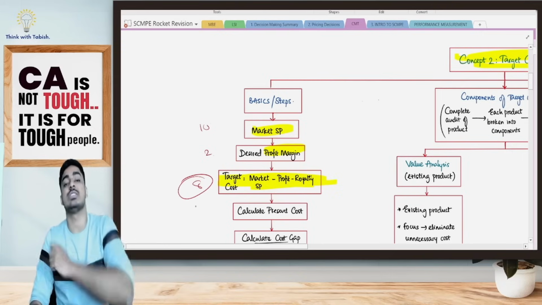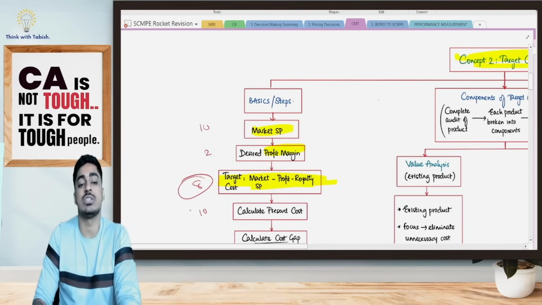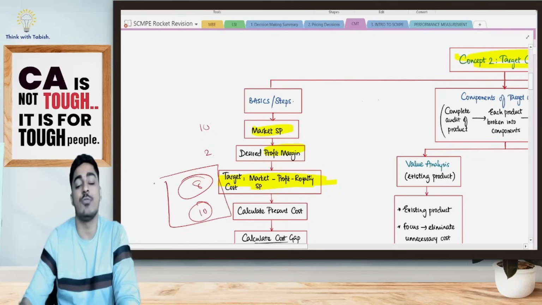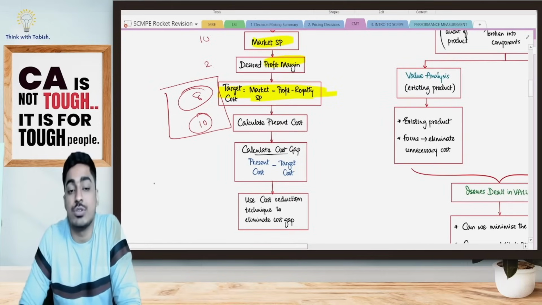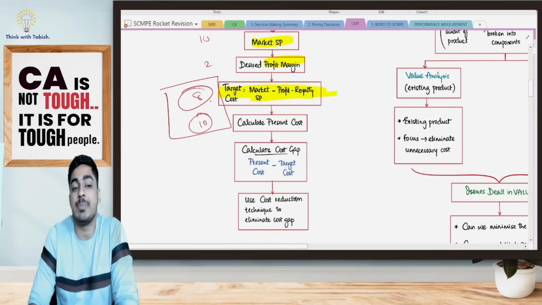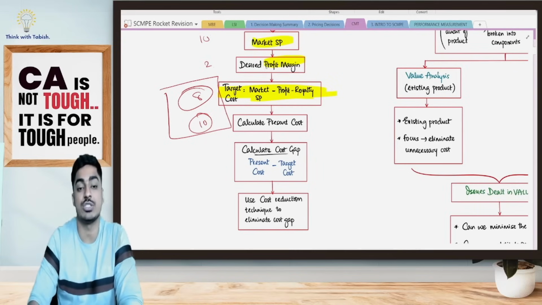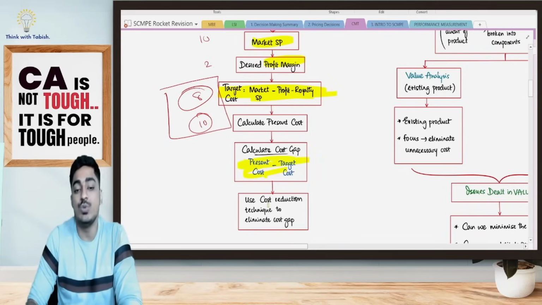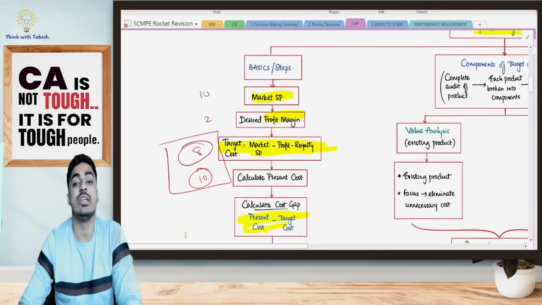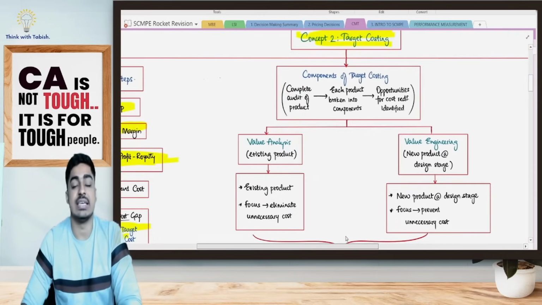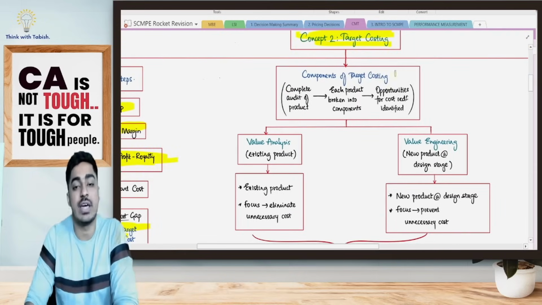Now, calculate your present cost. Say, for example, your present cost has gone up to 10 rupees. Now, you've got the cost reduction opportunity, the cost gap. Yes, my target cost is 8, however, my existing cost is 10. That means I should reduce my cost by 2 rupees. Now use your cost reduction technique to eliminate your cost gap. Is it clear?